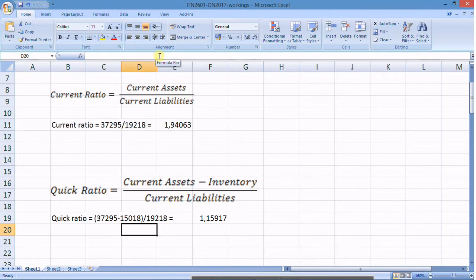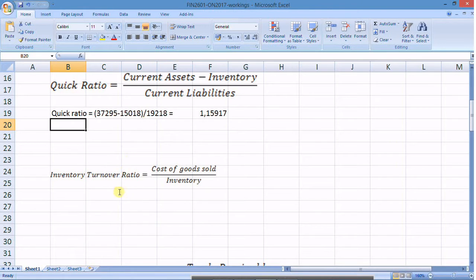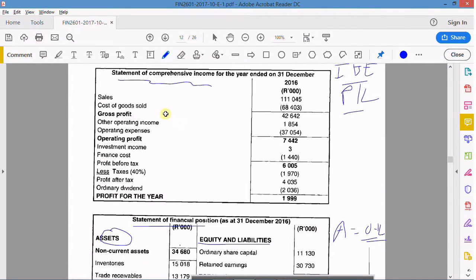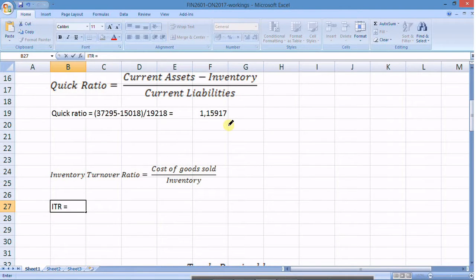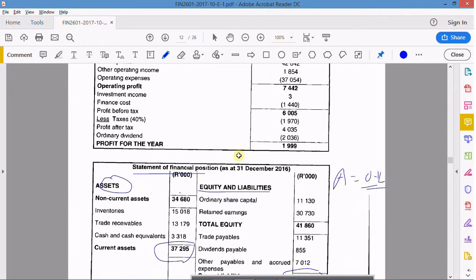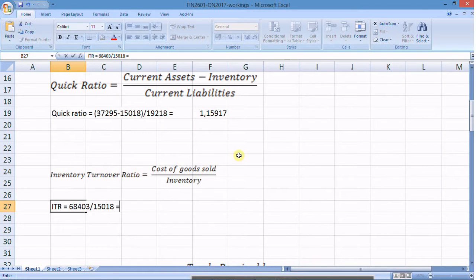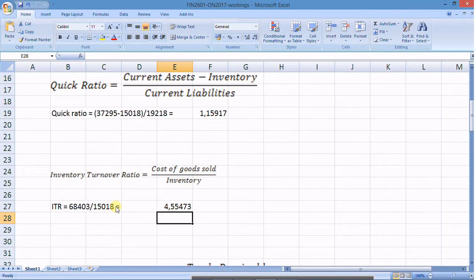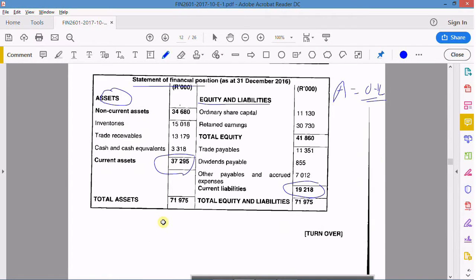Yes, 1.16, correct. Good. Right, inventory turnover, cost of goods sold. So inventory turnover ratio equals cost of sales. We need to get that from the question. Here's cost of goods sold, 68403. 68403 divide by inventory, 15018. 15018 equals 4.55. You got that? Yes.